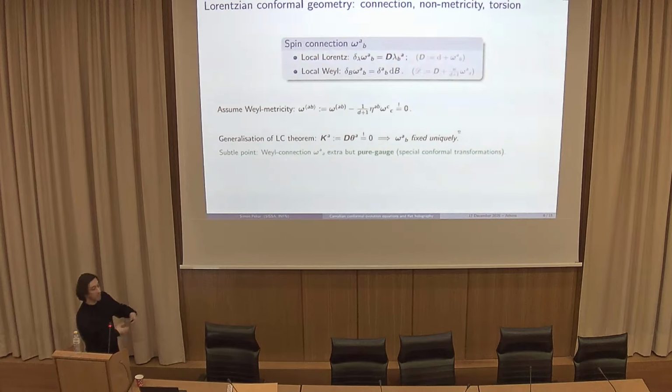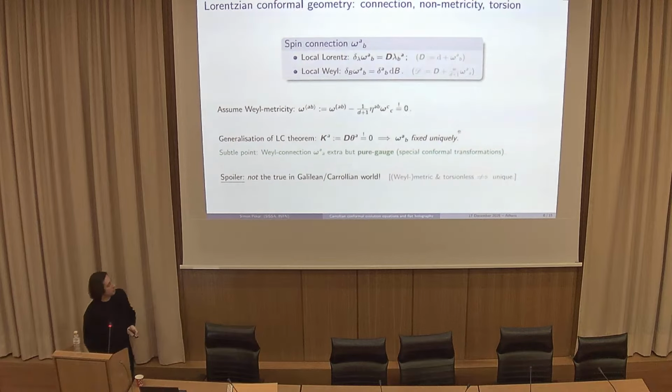We also have Weyl transformations at play, and therefore there is a slight ambiguity of what we have to do with the Weyl connection, which is the trace. But if you assume that you have special conformal transformations in the game, you realize that this guy is pure gauge, so you don't have to worry about it. So I'm sure you're all familiar with this, but let me make a spoiler here. This is not going to be true in the non-Lorentzian world.